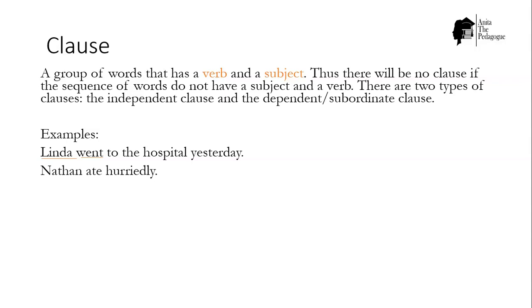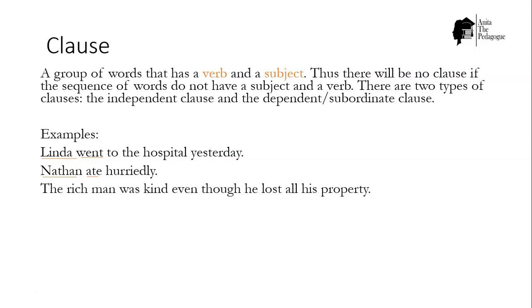Now let's look at another example. Nathan ate hurriedly. Yes, it has a verb. That's the action to eat, ate. And Nathan is the one performing the action. That is the subject. Then: The rich man was kind even though he lost all his property.